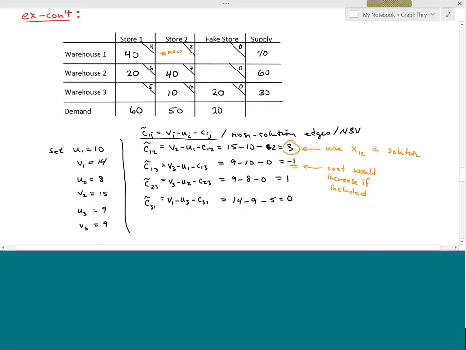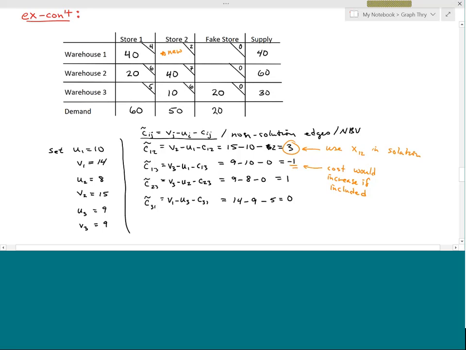add in the edge associated with warehouse 1 shipping to store 2, or you put x12 into your solution, the total cost should decrease by 3 units. Okay? We also mentioned what happens if you're dealing with a negative number. This negative number tells you that if you add in the edge from 1 to 3, so keep supply at the warehouse, you'll decrease your overall cost by -1. In other words, you'll increase your overall cost by 1, because subtracting a negative.